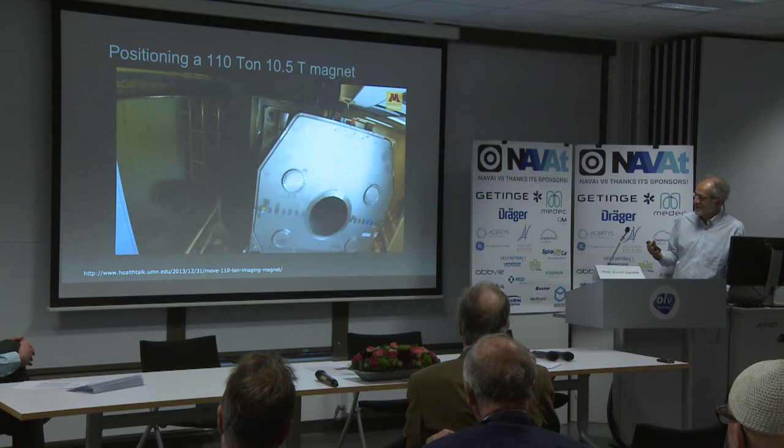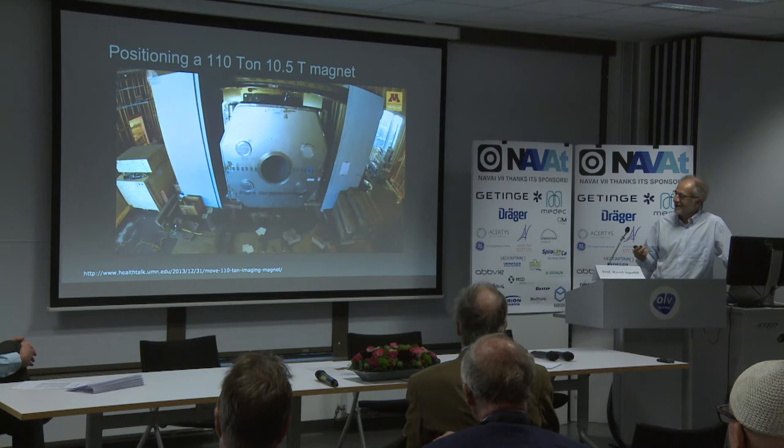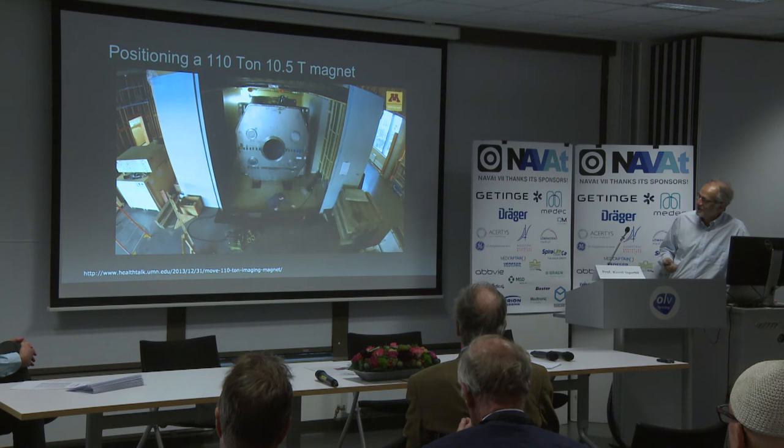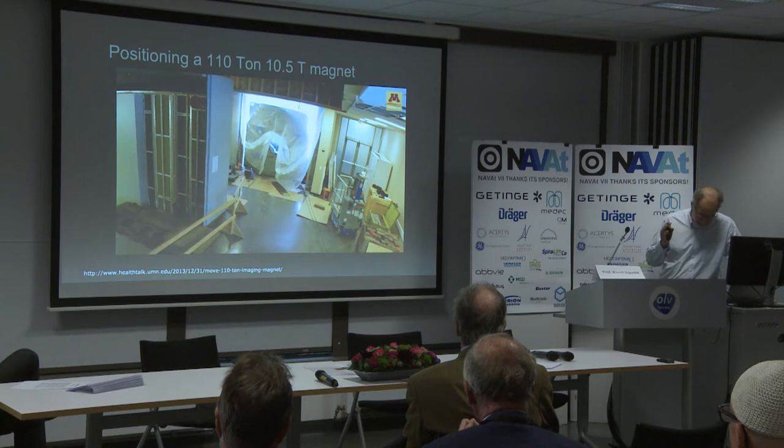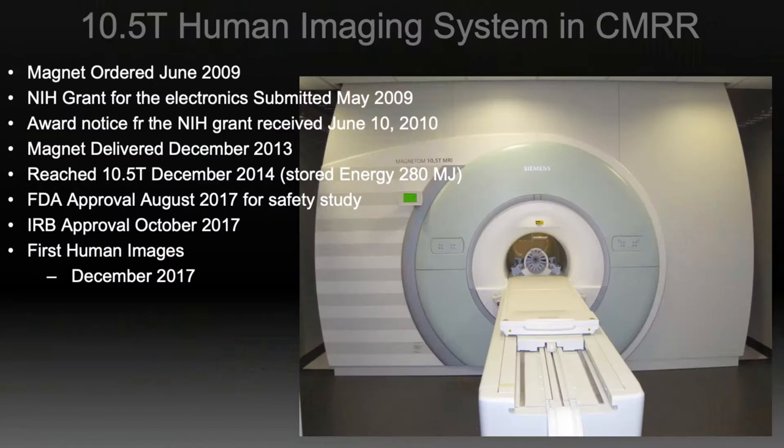So this is our 10.5 Tesla magnet. It's a 110-ton magnet being placed in a 600-ton iron shield to contain the magnetic field outside. It looks daunting, as you can see, almost scary. And its installation is a story on its own. But you work with your colleagues and make some beautiful makeup for the magnet, and it doesn't look so threatening. And it's a project that we started in 2009, and the first images we got in 2017.